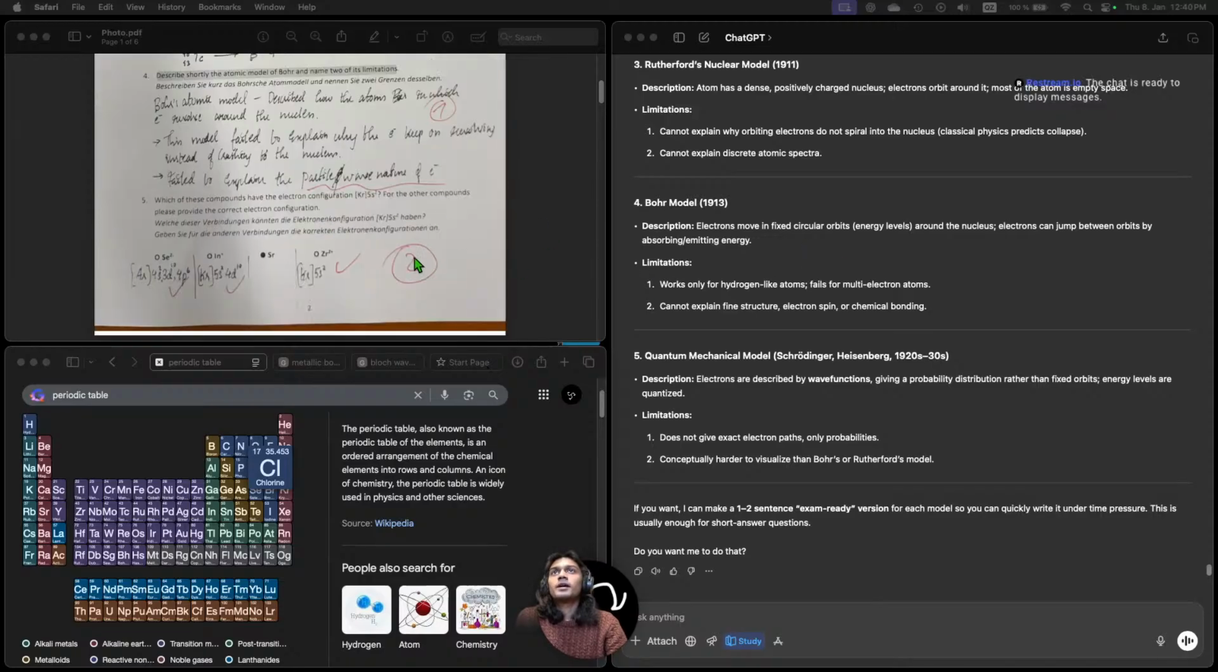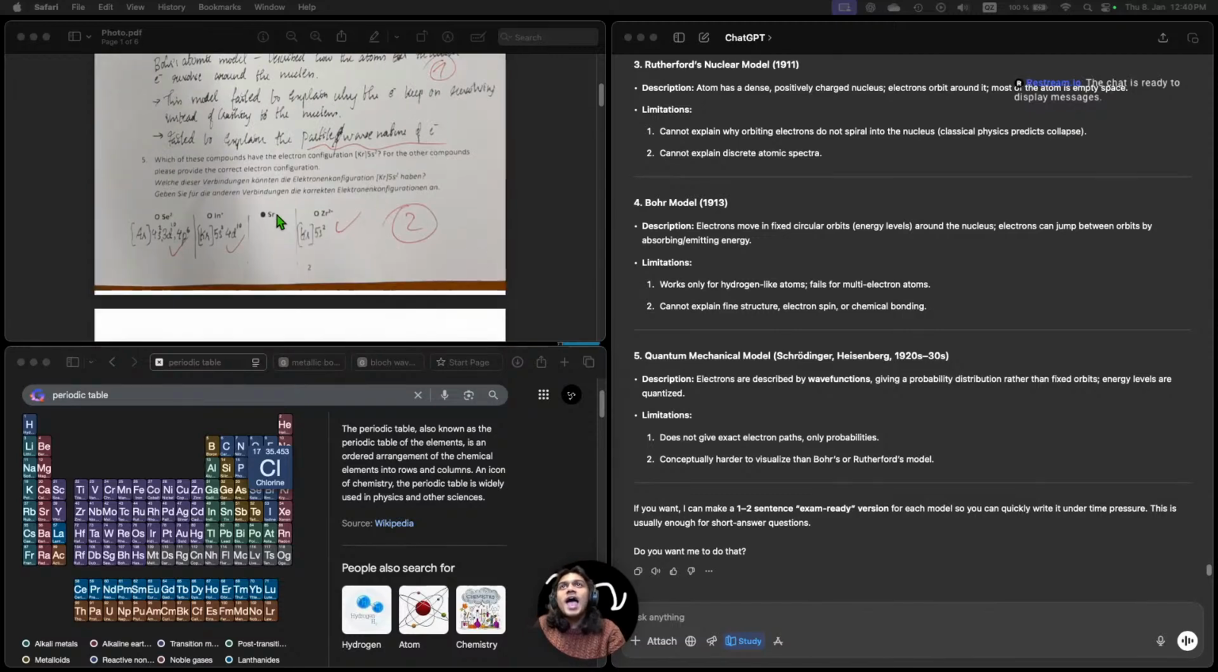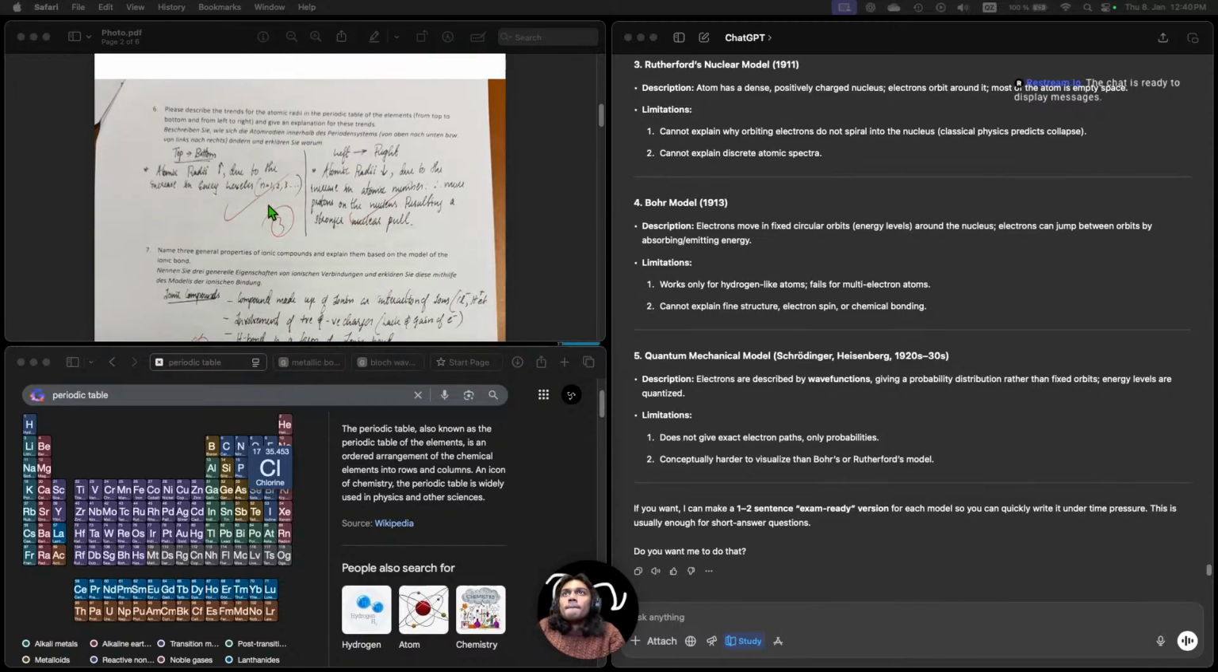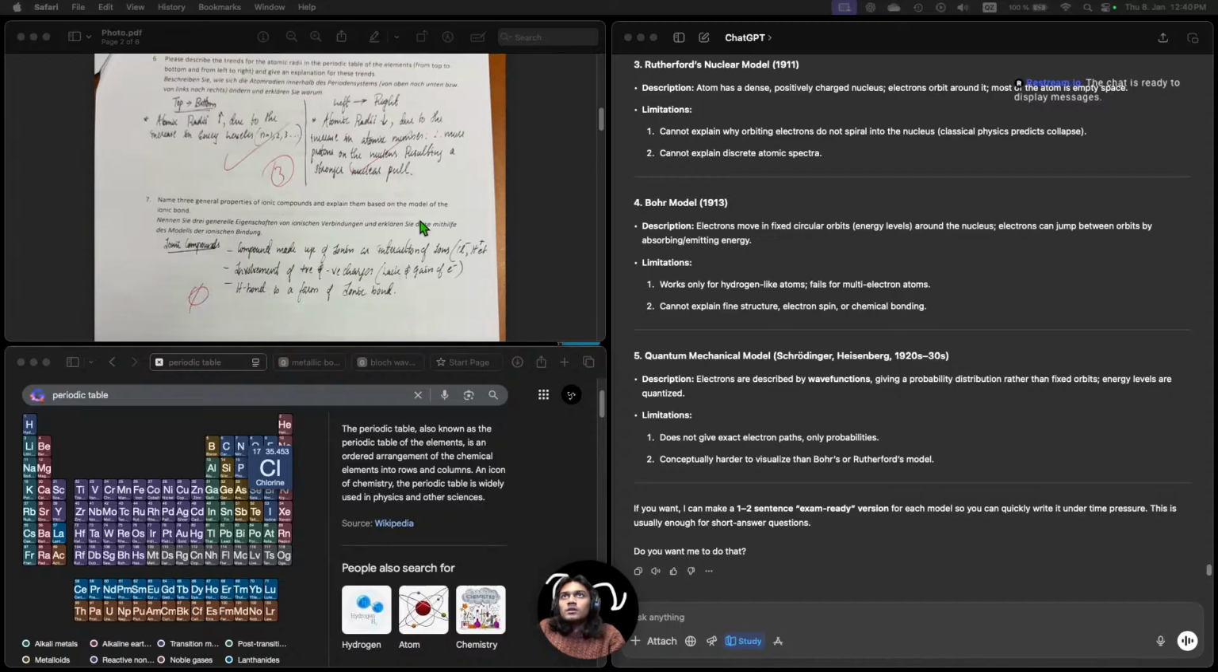Which of these compounds? I did that. I knew how to do that. Top, bottom, left, right, that was correct. Therefore, more protons in the nucleus, resulting in a stronger nuclear pull.